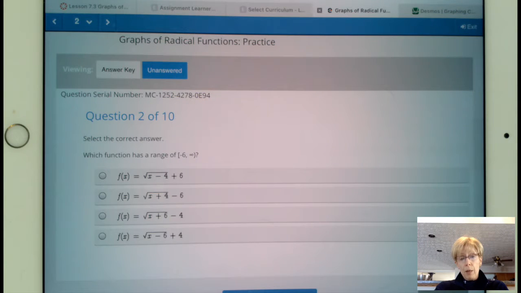Which function has a range of -6 to infinity? Just a reminder that range is the lowest value on the graph, and then we're going to continue going upward forever and ever.